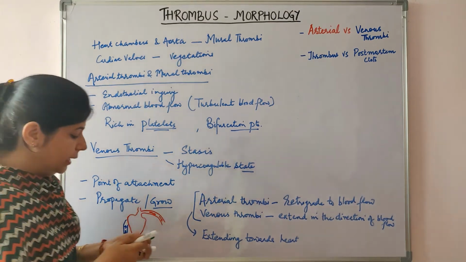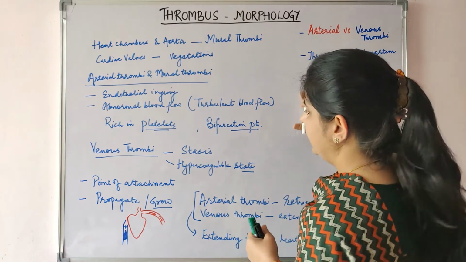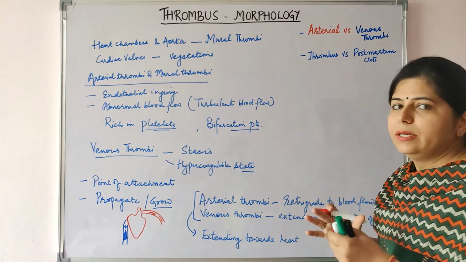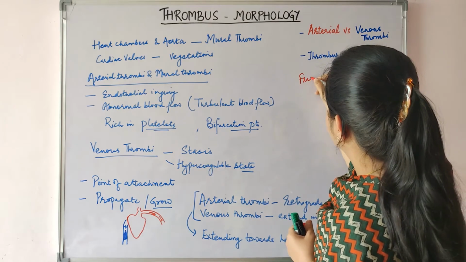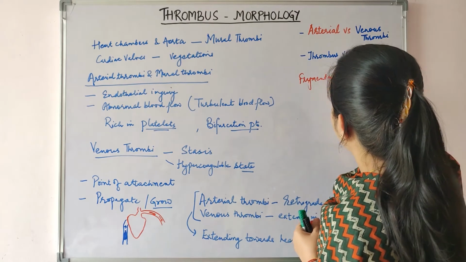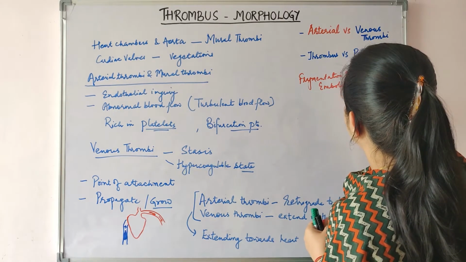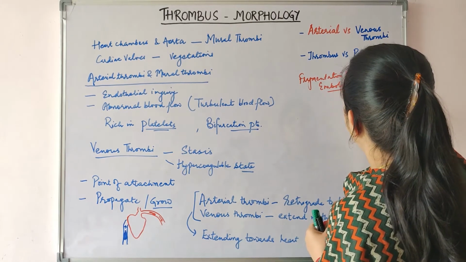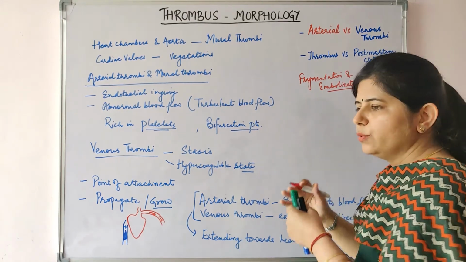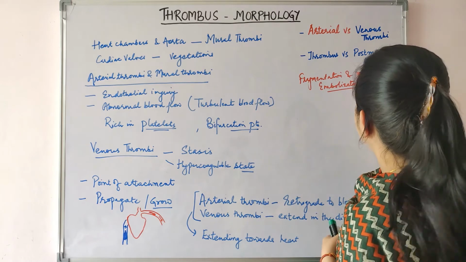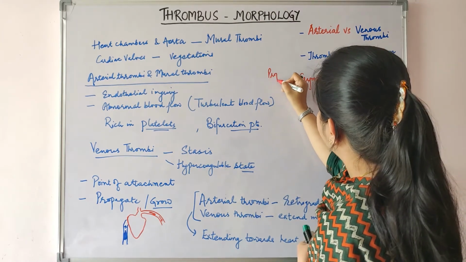Now this propagating tail is poorly attached to the vessel, so it is prone to fragmentation and embolization. So in embolization, the fragmented portion gets carried away by the blood to a distant site. So this propagating tail is prone to fragmentation and embolization.